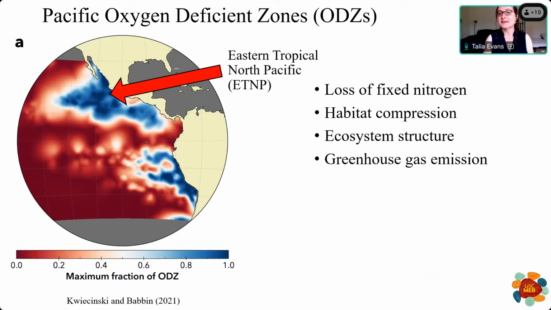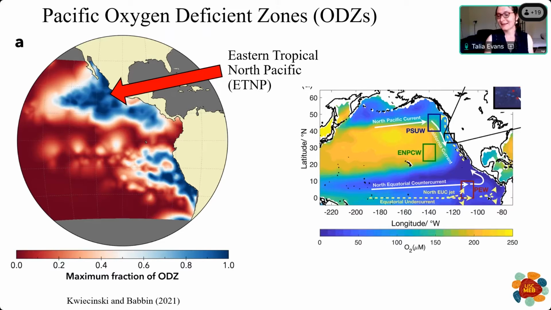This talk I'm focusing on the Eastern Tropical North Pacific. It's the largest ODZ on our planet, and it's very important for the loss of fixed nitrogen, as well as habitat compression and ecosystem restructuring due to the lack of oxygen for mobile predators, as well as greenhouse gas emission via nitrous oxide. And once again, it is the northern member, or one of the main three, for the California Current System down here.